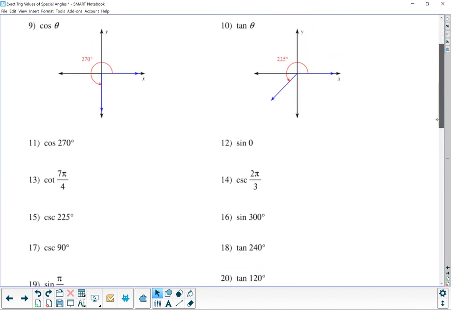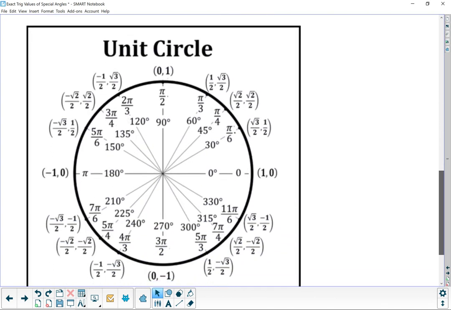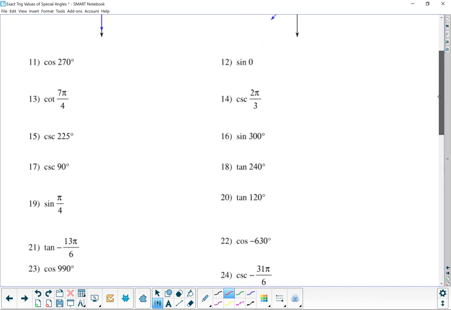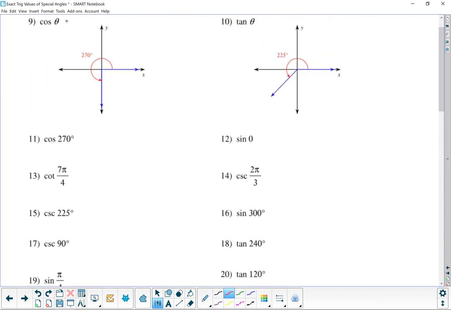Okay, so number 9, cosine 270 degrees. 270 degrees is down here. And the cosine is the x value, so that's going to be 0. So these are all pretty easy so far, because these are all in degrees.